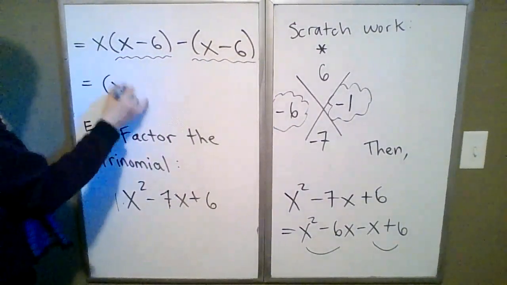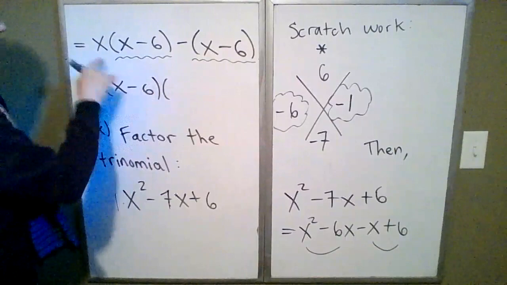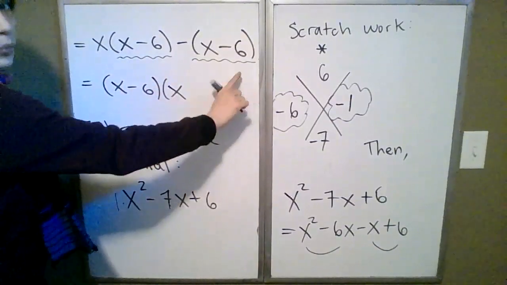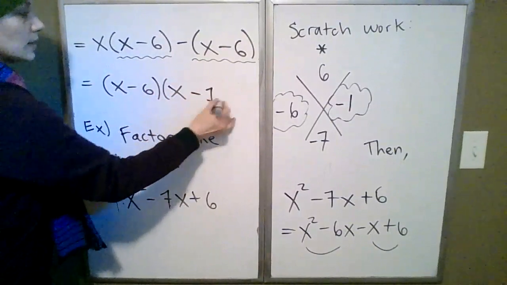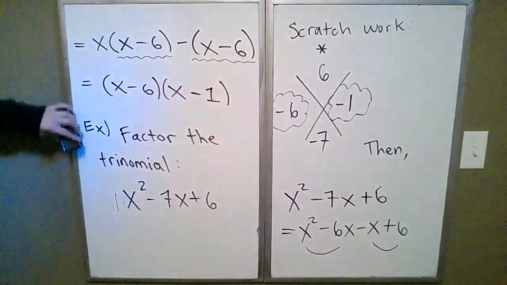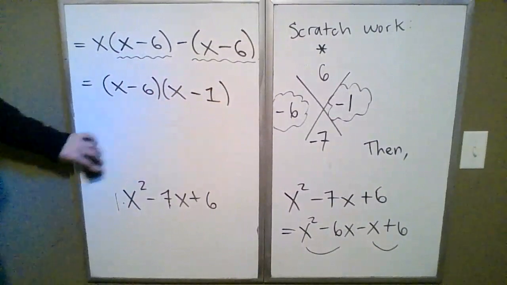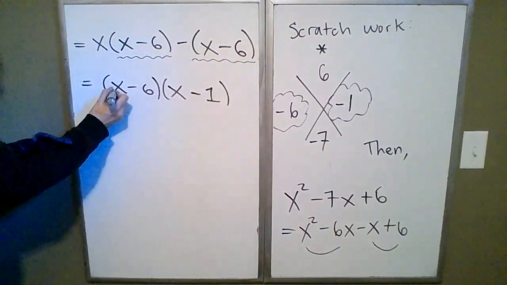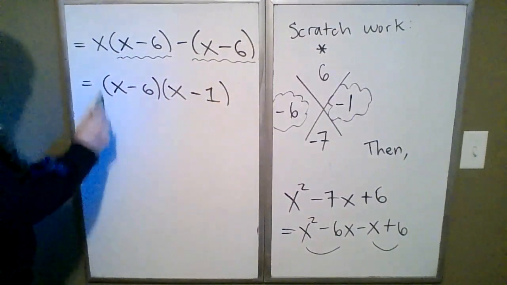So if I bring out x minus 6, from here it leaves that x. From here it leaves a negative 1. That would be my answer.